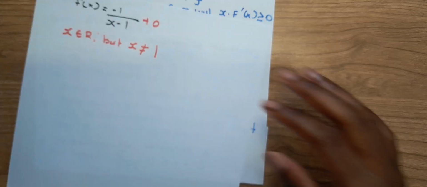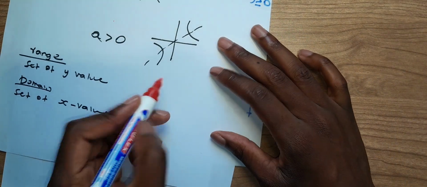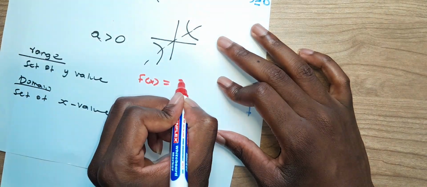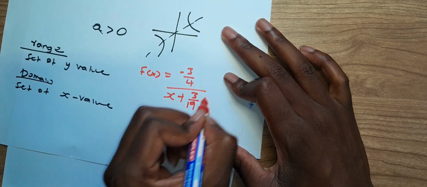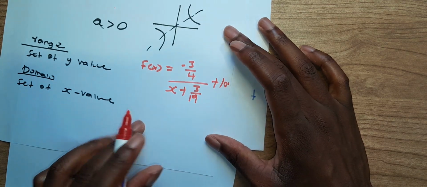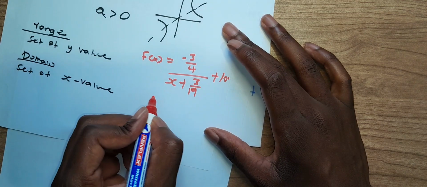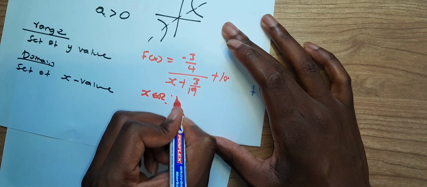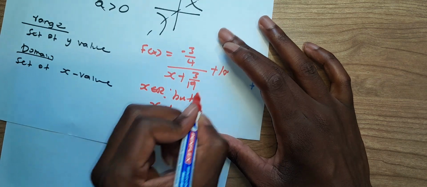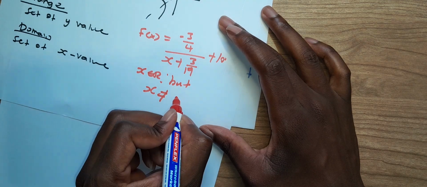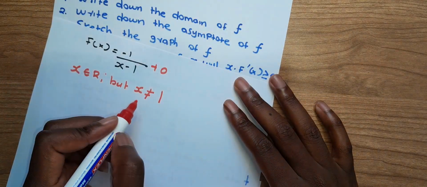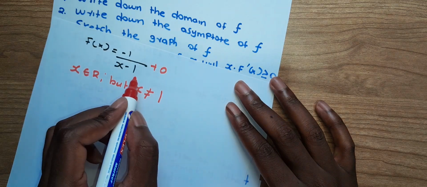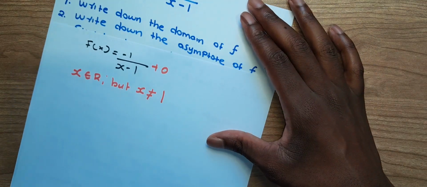Let's say we are actually given this. Let's say we are given f at x equals to -3/4 divided by x plus 3/19 plus 100. When they tell you to write your domain, you say x ∈ R, but x not equals to what? So this is 3/19. You're going to change its sign to -3/19. Do you understand? That is your domain. So at this point, your domain is x ∈ R, but x not equals to 1. You're just going to change the sign of that.